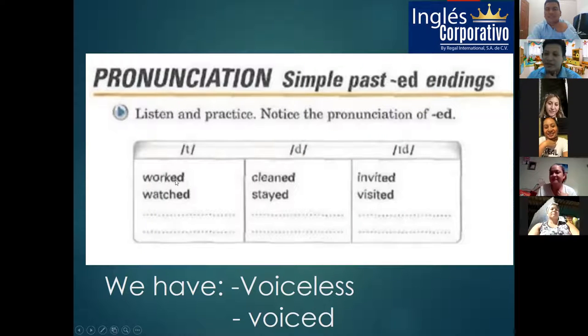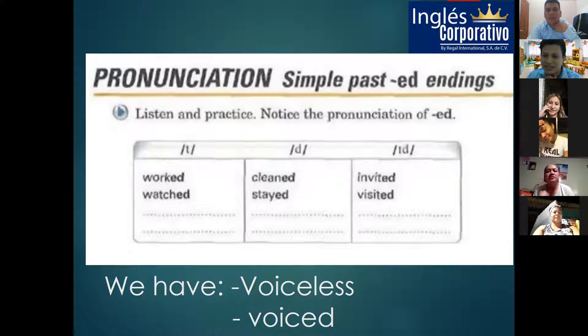Ok. Si ustedes ven, cuando hablamos, hay una vibración. Pero cuando ustedes dicen este verbo, no hay vibración tan fuerte. For example, digan words. Words. ¿Se fijan cuando decimos esta T al final? Words. Ya no se oye. Watch. No hay vibración al final, ¿verdad? Ok, entonces por eso se le llama voiceless.